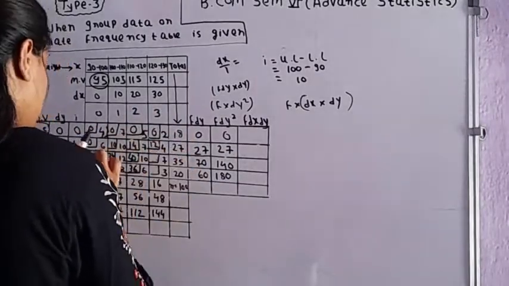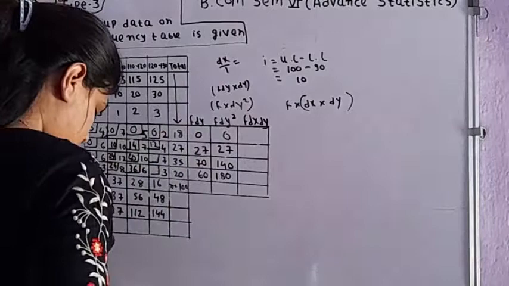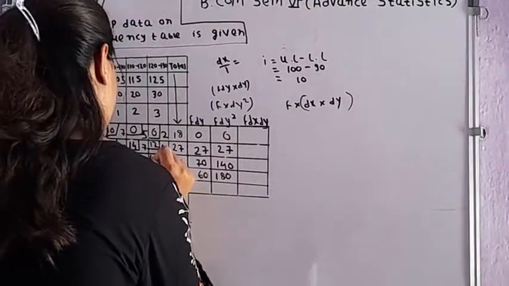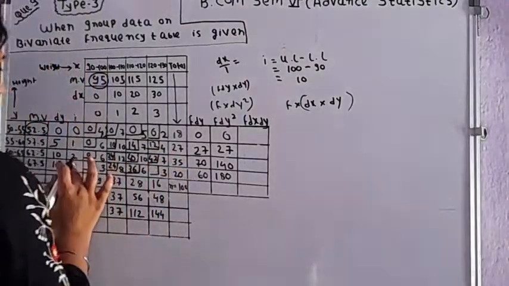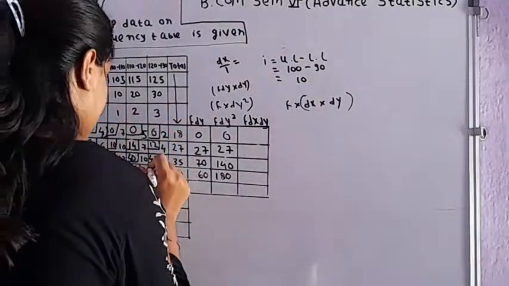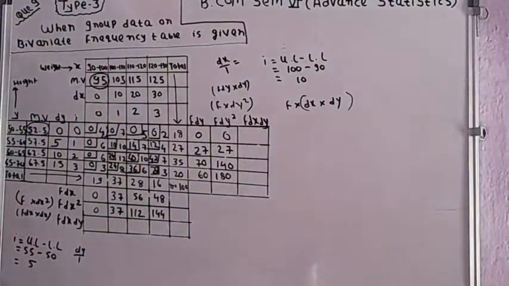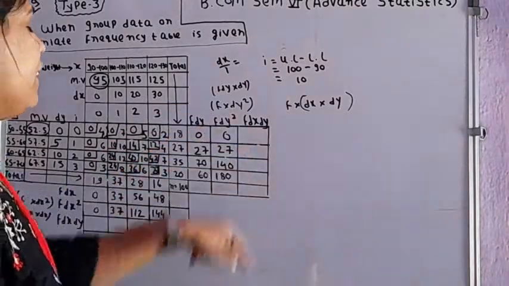Then 7 into 2, 14. 14 into 3, 42. After that 3 into 3, 9. 9 into 3, 27. So this way we have made the calculation for the frequency, total of the frequency in order to calculate f dx dy.